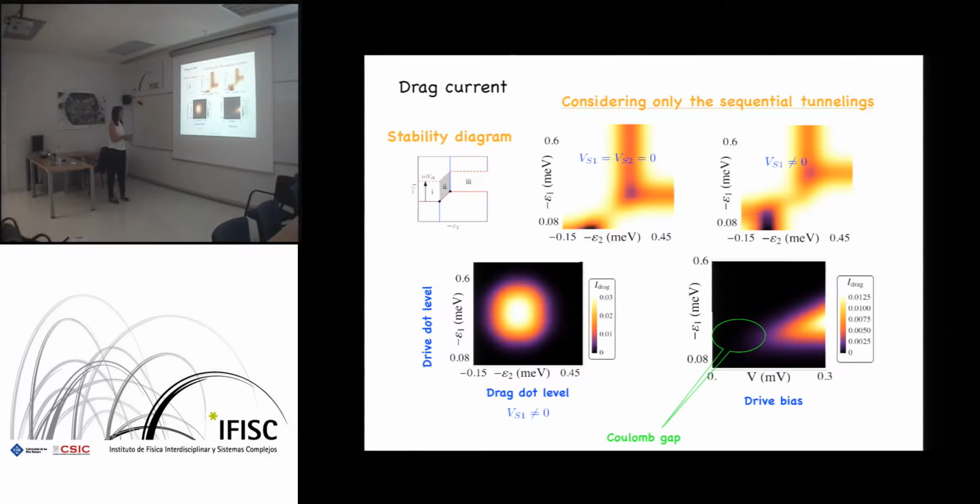So this is the experiment. In the experiment, they measure the conductance through one of the dots, the conductance for the other dot, and then they put together the two conductances. So here you see that you can change the charges in one of the dots from m to m plus 1 or n to n plus 1. And the drag current is always higher, close to this triple point, what I call triple point. Okay.